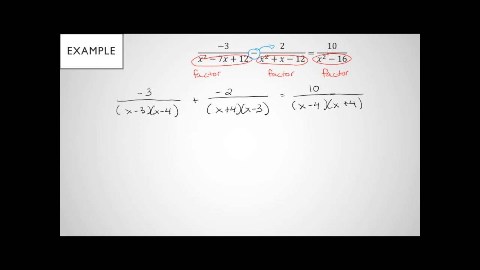So I like to highlight what's in common. I have x minus 3 in two of the fractions. I'm going to use a different color. I have x minus 4, x minus 4. And I have an x plus 4, x plus 4. So I've got like 3 different colors going on here.